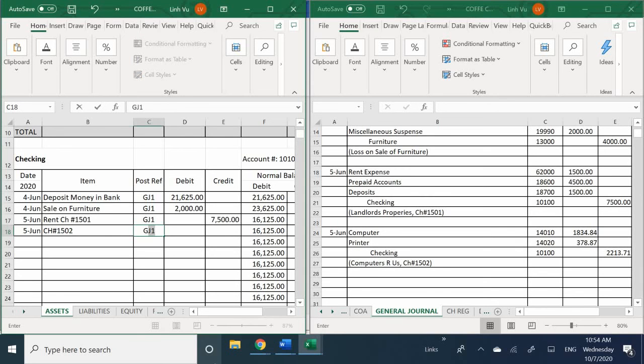It's not necessary because you're going to be journalizing that in your subsidiary ledger regardless. So in this case, I just need to know what the thing was that I did. Well, I wrote a check out. That's the least you could do in your checking account. You wrote out a check for the total of 2213.71, which should change my balance to now be 13,911.29.